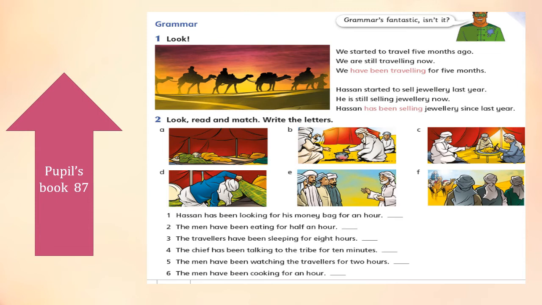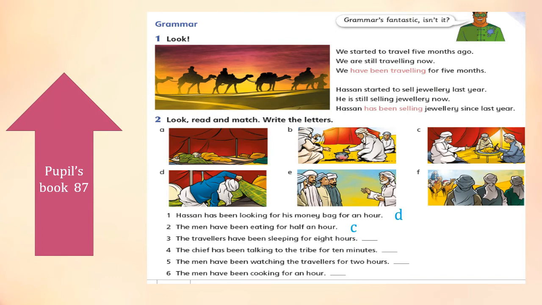Activity 2. Look, read and match. Write the letters. Here we have 6 pictures and we want to match these pictures with these sentences. Do you remember the tale of the wise chief? Yes, let's start with the first one. Hassan has been looking for his money bag for an hour. Which picture? Great, D.